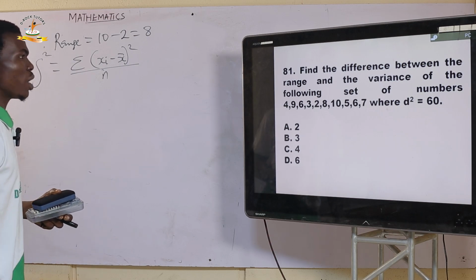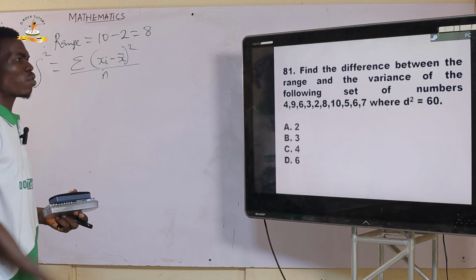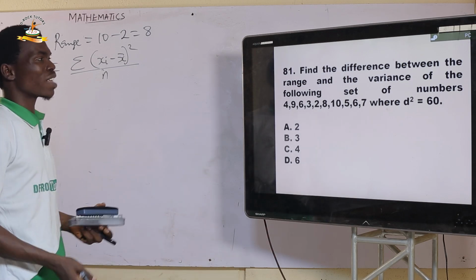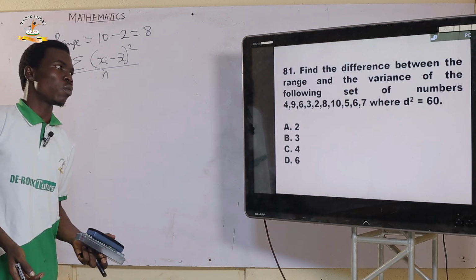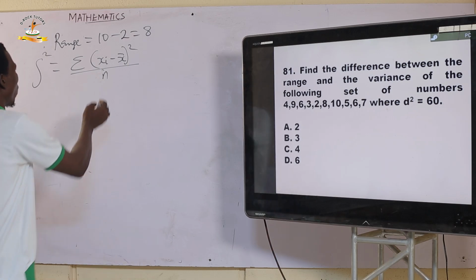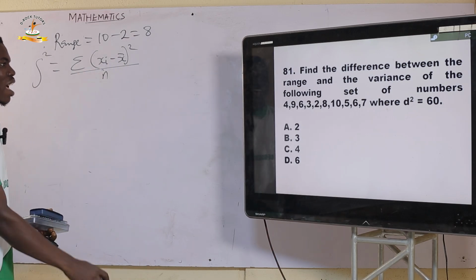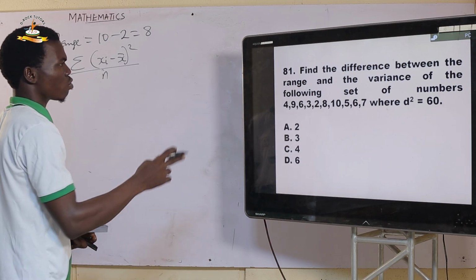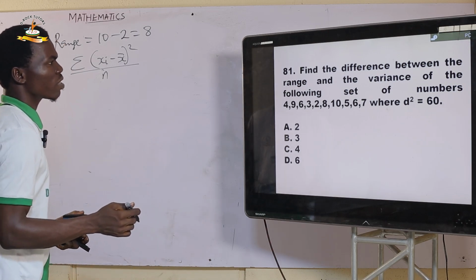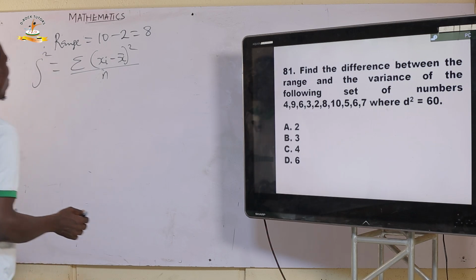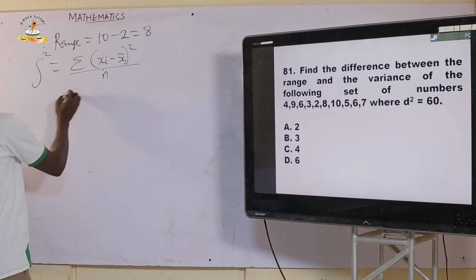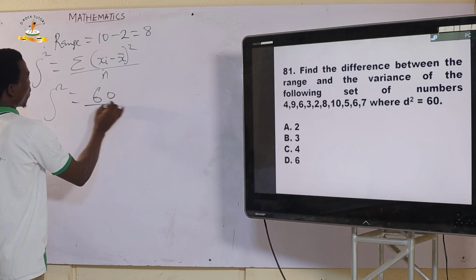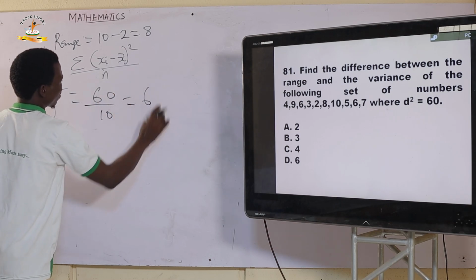The mean is going to be, here we don't have to stress ourselves, because all the deviation from the mean has been given to us as 60. So to ease the work, we just pick all of this as 60. And as such, we just count the number of data we have, divide 60 by that. 1, 2, 3, 4, 5, 6, 7, 8, 9, 10. It means it's going to be 10. So our variance is going to be 60 divided by 10, and this is 6.